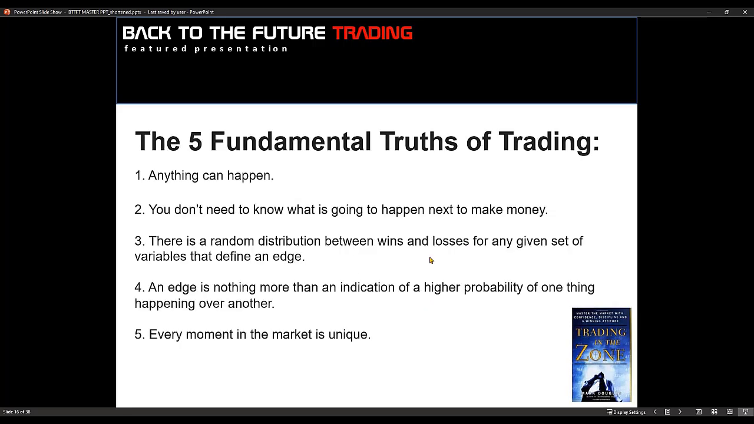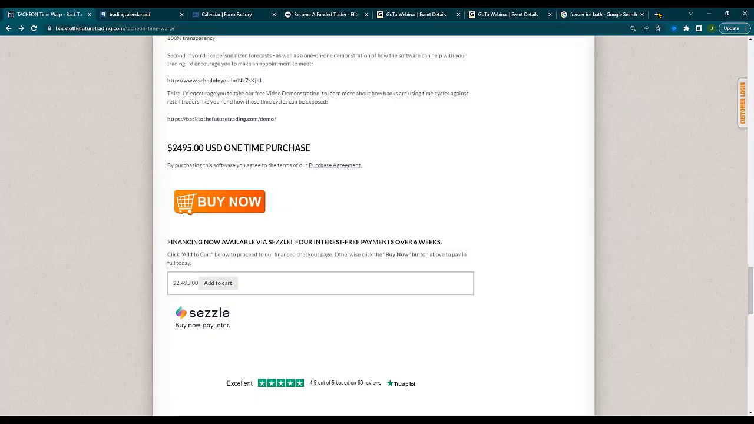5 Fundamental Truths. Okay, we're about to get into some charts. 5 Fundamental Truths of Trading is by Mark Douglas, arguably the godfather of trading psychology. It could be said that Trading in the Zone is the trading psychology Bible. If anybody's interested, it does cost money and I have no affiliation. I ain't getting no kickbacks from nothing. I would check out.